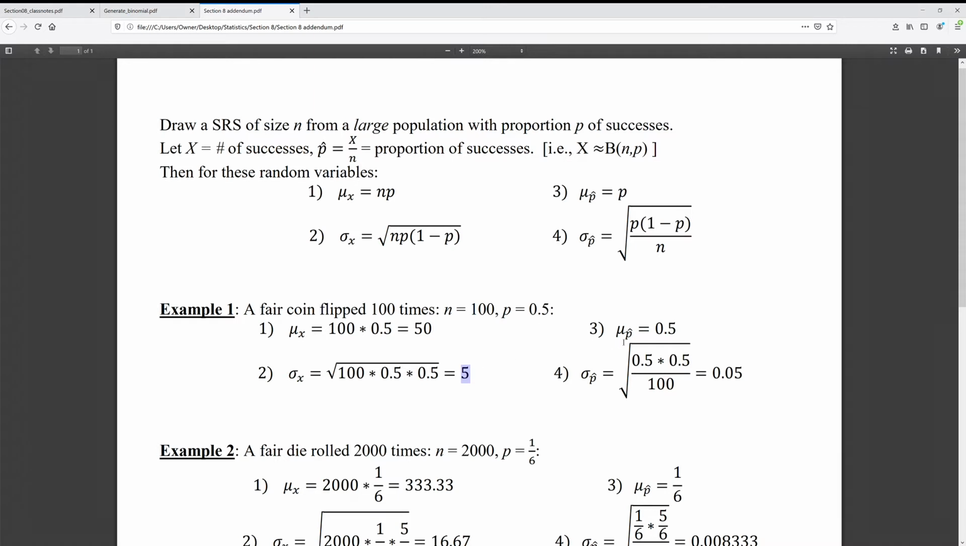What about the standard deviation perspective? Well, the proportion perspective over here on the right. The proportion of heads is bouncing around 0.5, because of course it is. Standard deviation is the square root of 0.5 times the other 0.5 divided by n, which is 0.05.